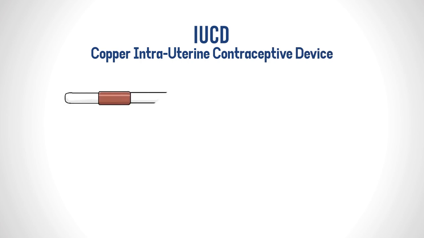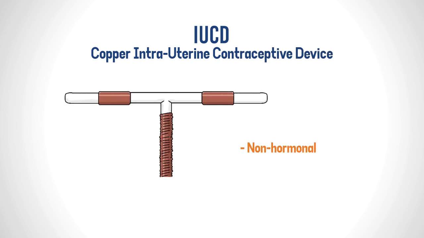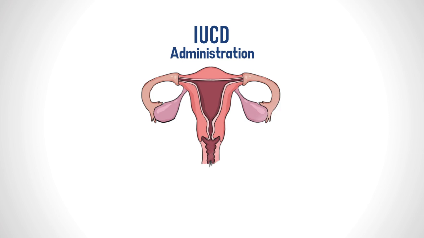The copper IUCD is a non-hormonal long-term contraceptive that offers up to 10 years of protection. The current model in Singapore lasts 5 years. The device is administered under aseptic precautions by a trained healthcare professional. It can be inserted anytime in the menstrual cycle as long as there is no risk of pregnancy.